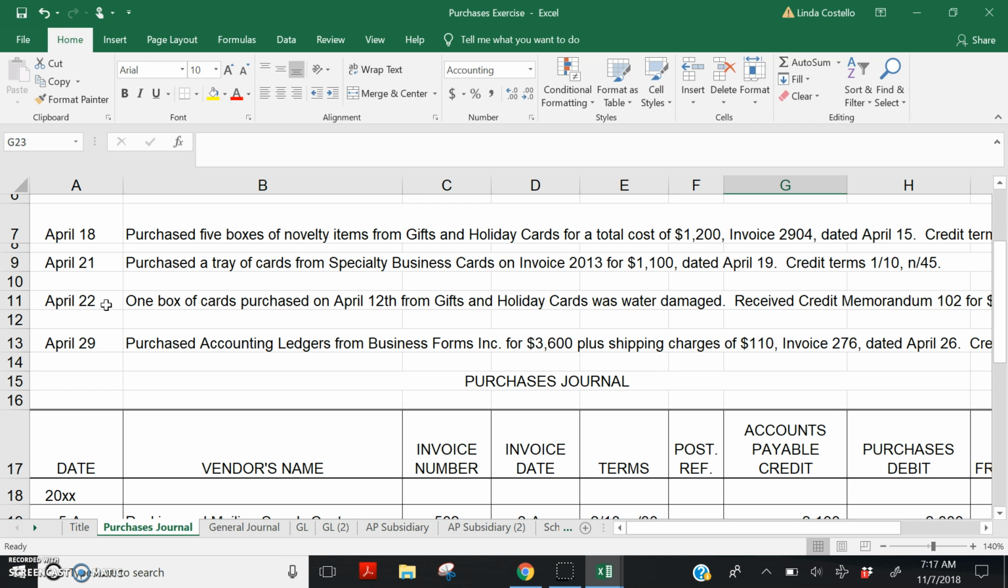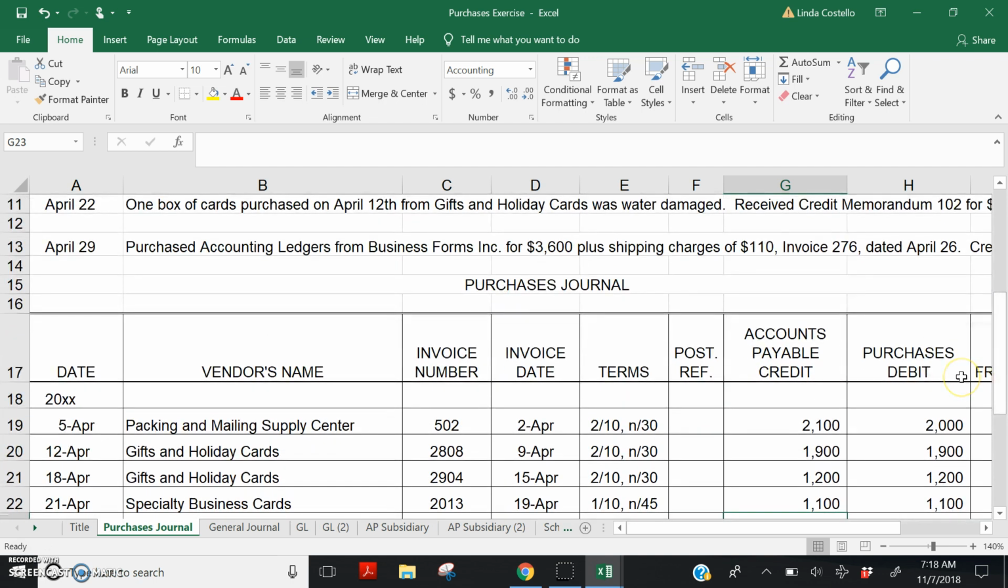To record this transaction, we will need to debit accounts payable and credit purchase returns and allowances. Ask yourself these really important questions. Is this a purchase of merchandise on credit? Will it fit on the purchase journal? The answers are no. Therefore, this transaction cannot be recorded on the purchase journal. We'll need to record the transaction on the general journal instead.